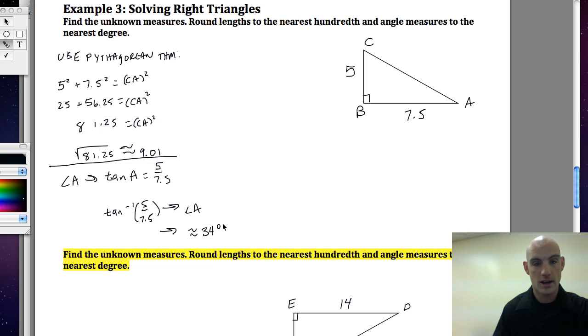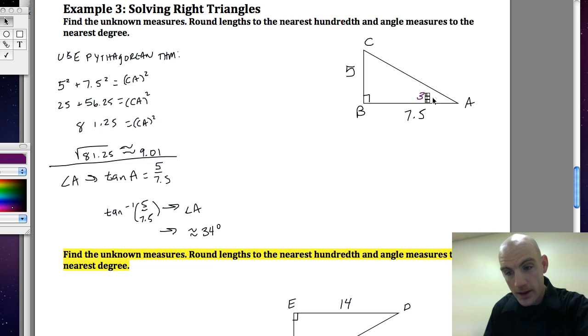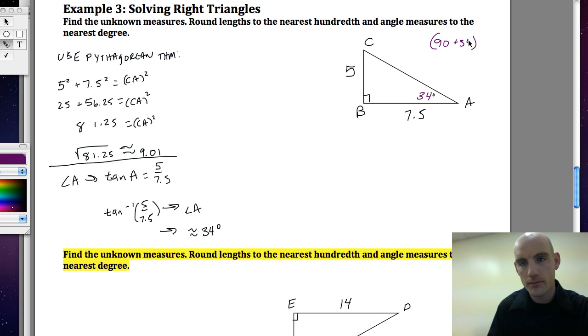That's good for us, because if angle A is 34 degrees, I can do 90 plus 34. I subtract that from 180 and I end up with 56. Well, that means this is going to be 56 degrees.